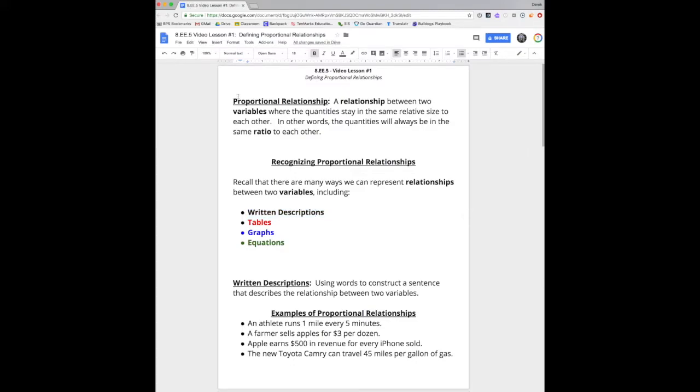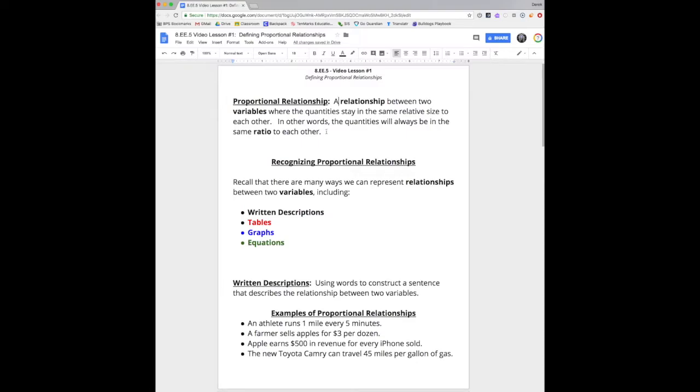First, let's define a proportional relationship. When we talk about a proportional relationship, we're talking about any relationship between two variables where the quantities stay in the same relative size to each other. In other words, the quantities will always be in the same ratio to each other.